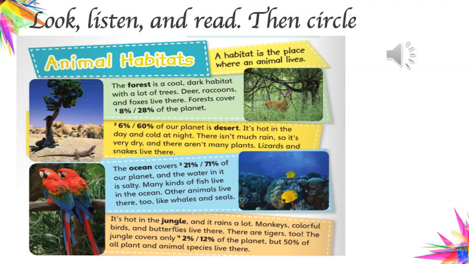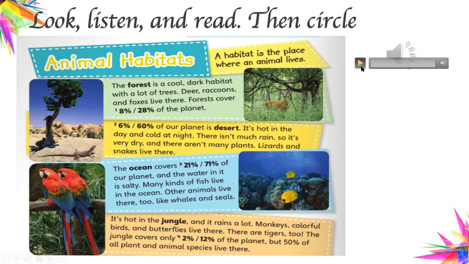The ocean covers 71% of our planet, and the water in it is salty. Many kinds of fish live in the ocean. Other animals live there too, like whales and seals. It's hot in the jungle, and it rains a lot. Monkeys, colorful birds, and butterflies live there. There are tigers too. The jungle covers only 2% of the planet, but 50% of all plant and animal species live there.